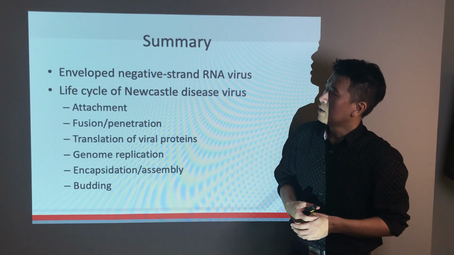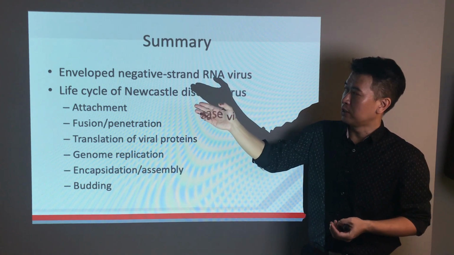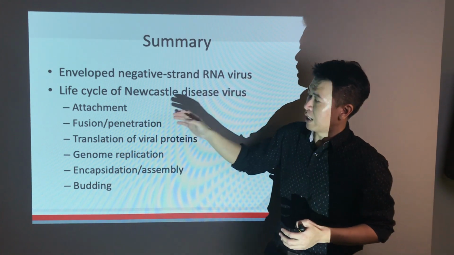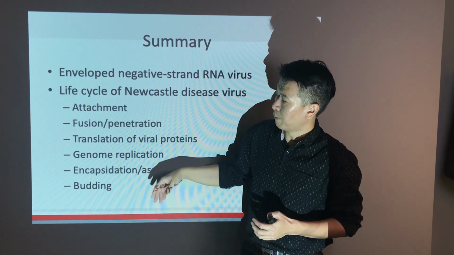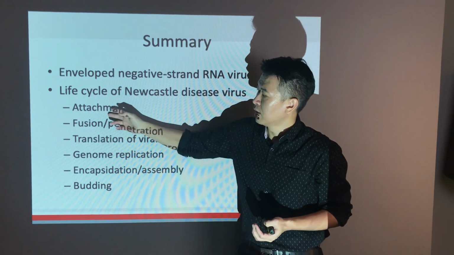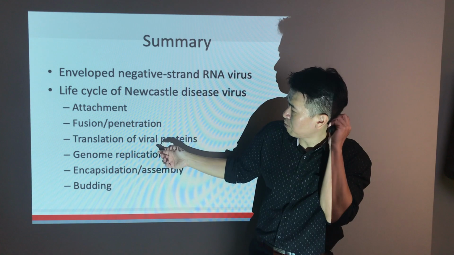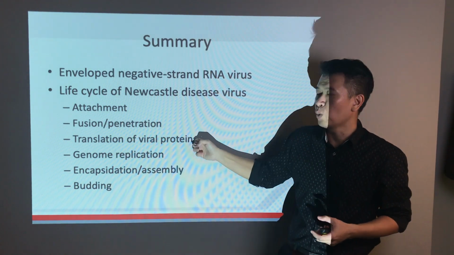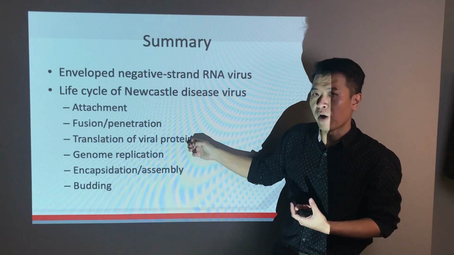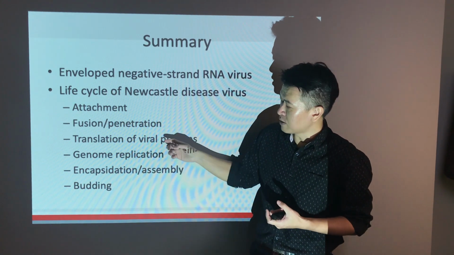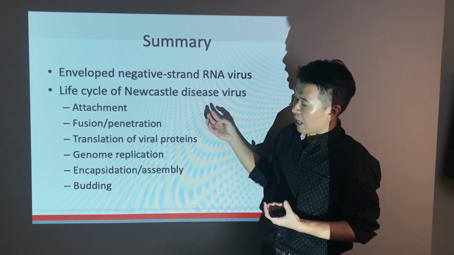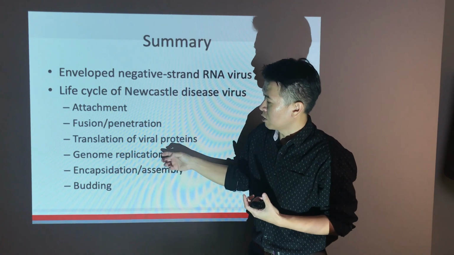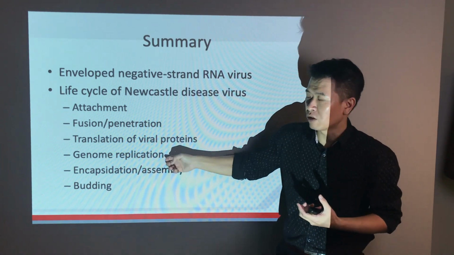So as a summary, we have looked at the enveloped negative-strand RNA virus, and we looked at the life cycle of Newcastle disease virus. We looked at how it attaches. There are two models, the H and F interacting or non-interacting at the beginning. Then we looked at the fusion, the fusion peptide that penetrates the host membrane and then fuses the two membranes together. Then translation of viral protein, for which in the beginning they need to transcribe the mRNA for the translation to occur. Then once the viral protein is abundant in the cell, the MP protein will bind to the polymerase and stop the transcription of mRNA and initiate the replication of the viral genome.